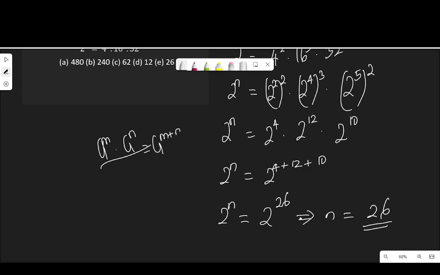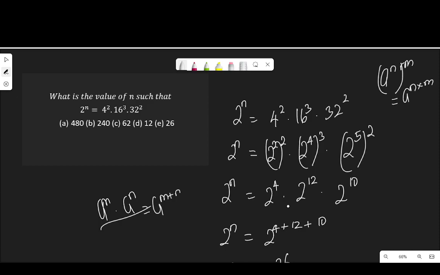So the value of n that satisfies the exponential equation is 26, and that is option E.